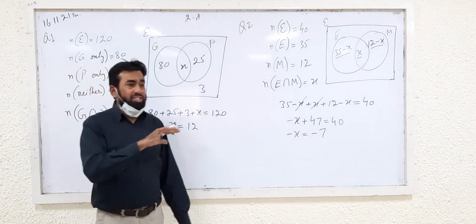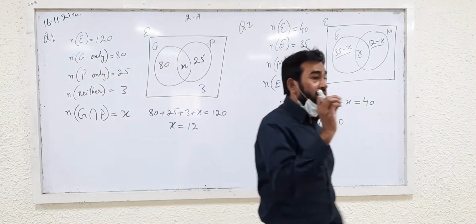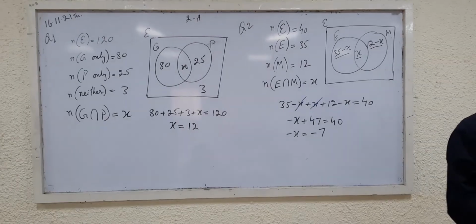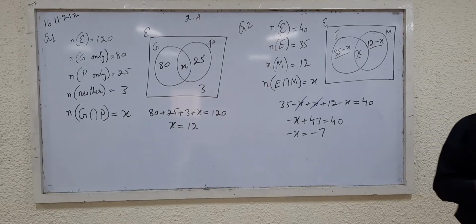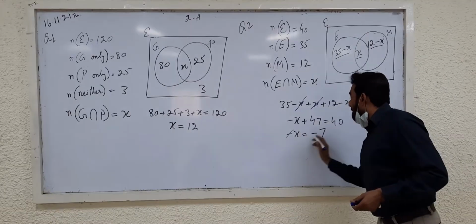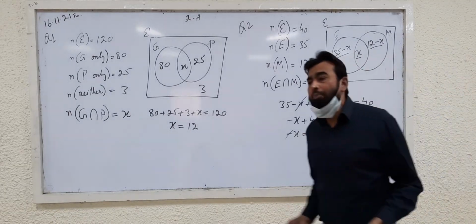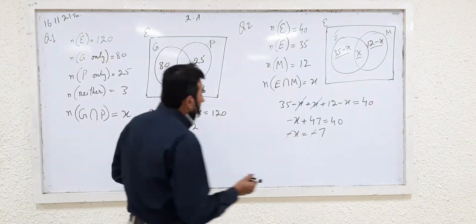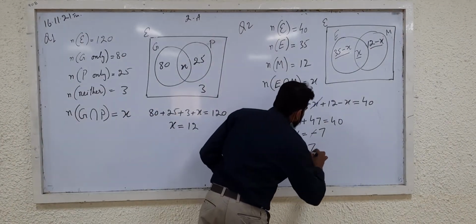Remember this: in these cases, when you are finding the members of a set, it is very important to understand that your answer must not be negative. If your answer is coming negative, then it means you are wrong somewhere, because the number of articles or number of members cannot be negative. Okay? So here you can see that X is 7.